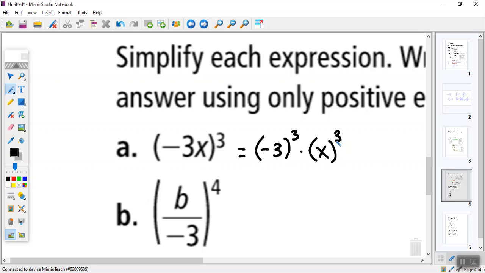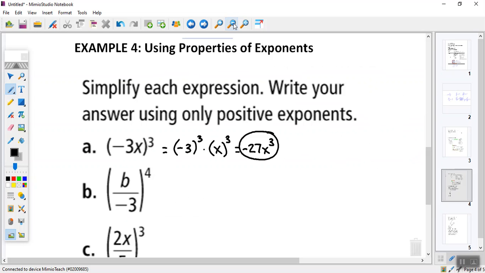What's the negative times a negative start with? 9. +9 times one more -3 would make this what? Negative. So this is going to be, in simplest form, -27 x to the 3rd. All right. Same thing happens if I'm dividing, kids.